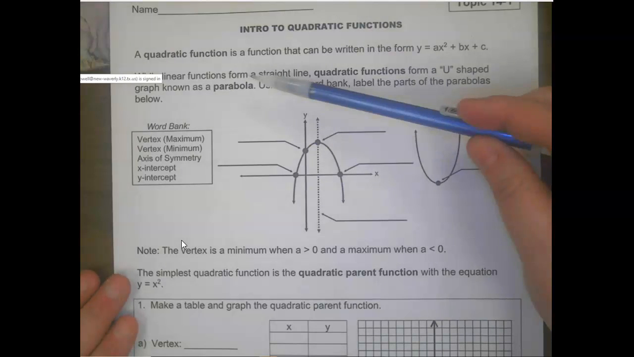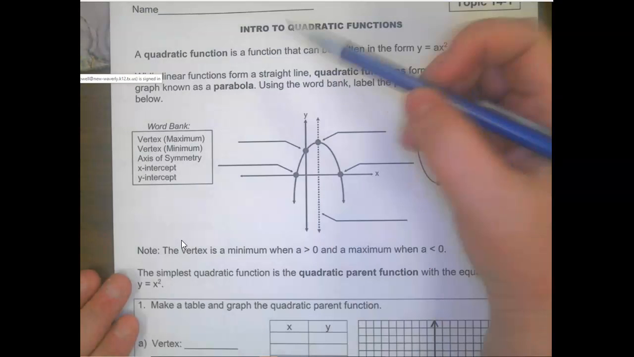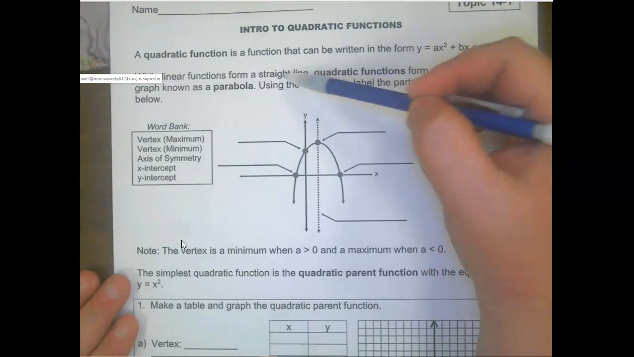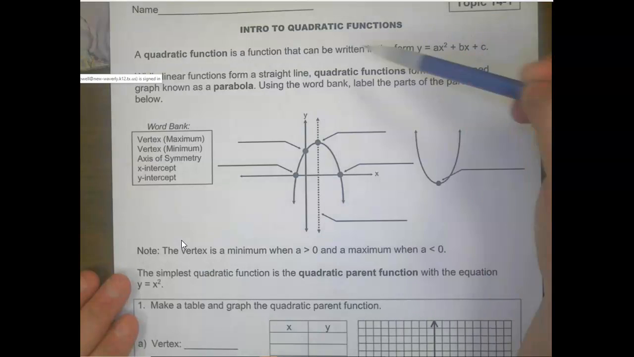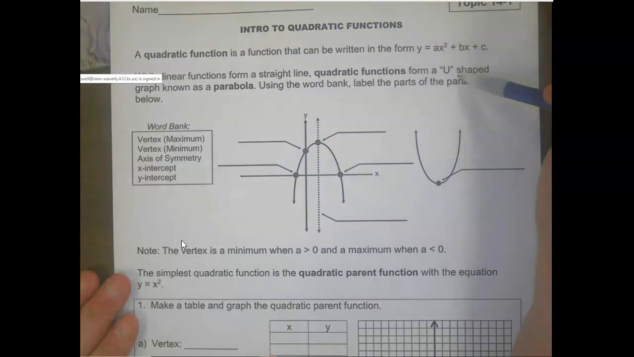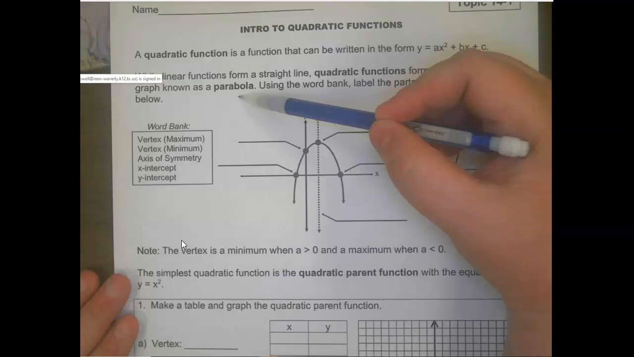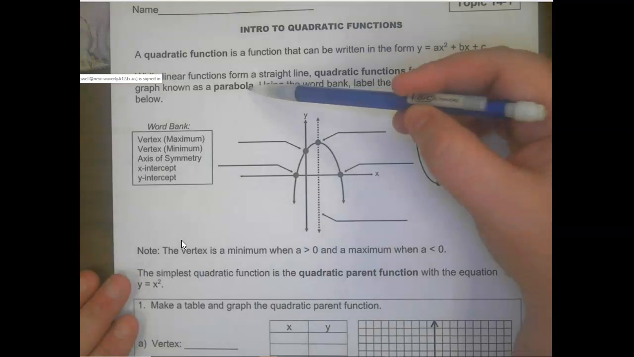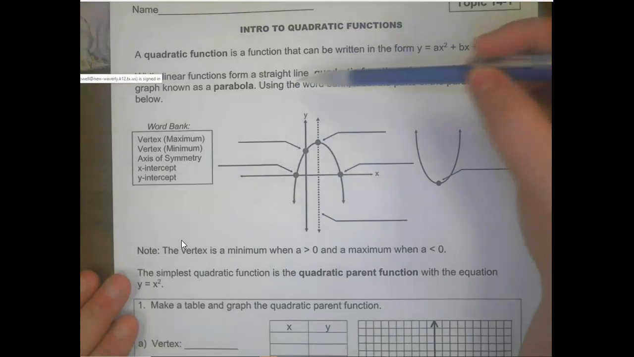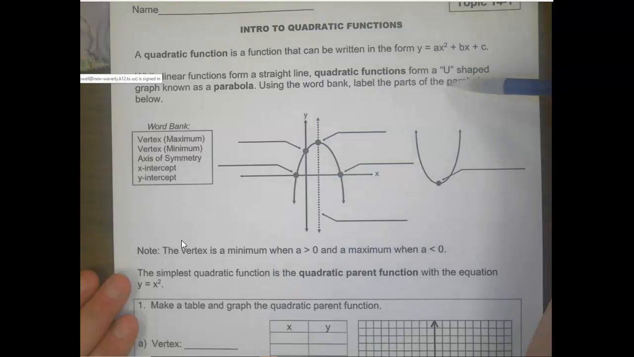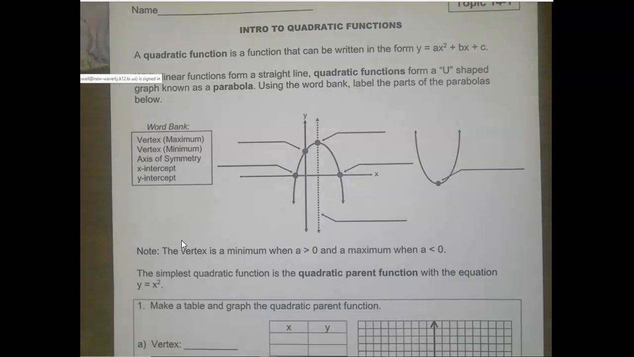Now, remember, a linear function makes a straight line. Our quadratic's going to make a U-shape, and we call that a parabola. Okay, so the name of this graph is a parabola. Using the word bank, label the parts of parabolas below. So we have different parts of a parabola, and they're all going to become really important.